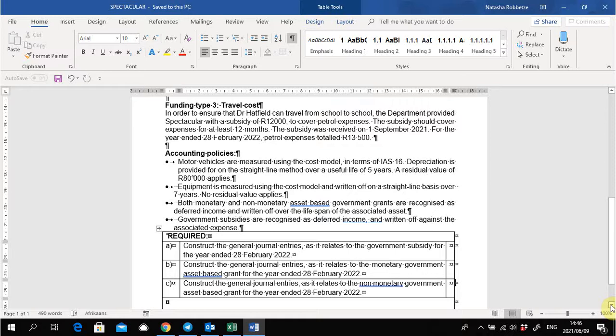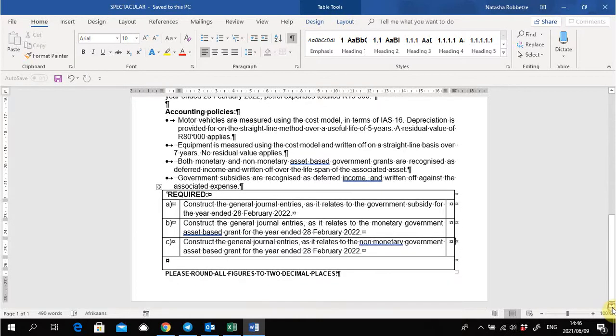In the required part, they ask you in A to construct the general journal entries as it relates to the government subsidy for the year ended 28 February 2022. In B, they ask you to do the general journal entries that relate to the monetary asset-based government grant for the same year end, 28 February 2022. And then in C, you need to construct the general journal entries that relate to the non-monetary government asset-based grant for the year ended 28 February 2022.